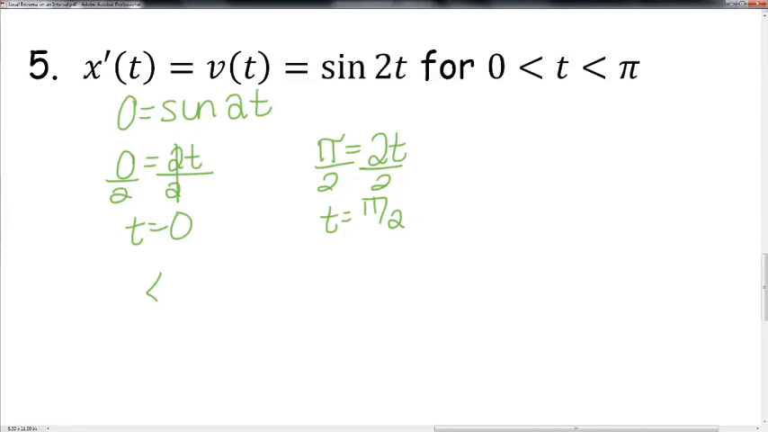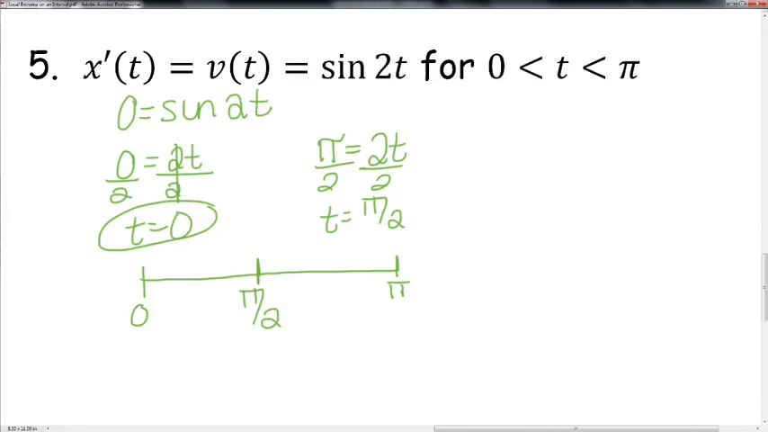All right, and so we're looking between values. When we do our number line, we're looking between values between 0, not including, and pi. So we have to throw out this value because we're not going to include it. According to my domain, we're not looking at that value. So all we're looking at is really pi over 2. What's going on at pi over 2? And we want to look to see, is my function positive or negative?